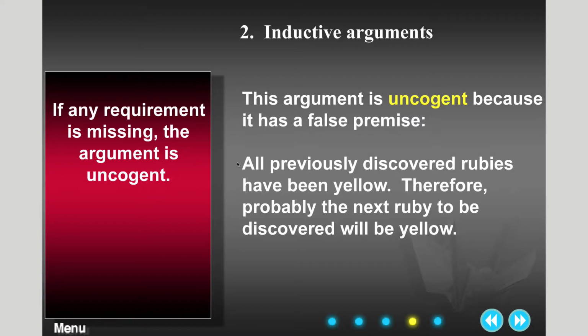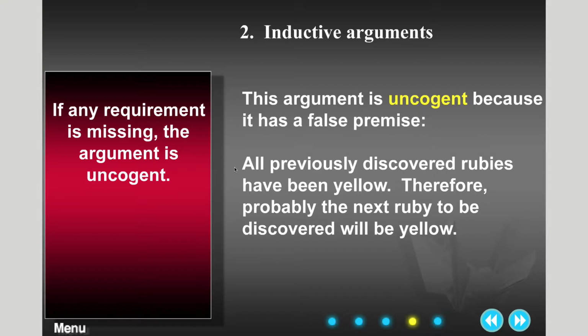All previously discovered rubies have been yellow. Therefore, probably the next ruby to be discovered will be yellow. Okay? That is a strong argument. If it's the case all previously discovered rubies have been yellow, it would be probable that the next ruby we would find under a rock would be yellow. But it's not cogent or uncogent.